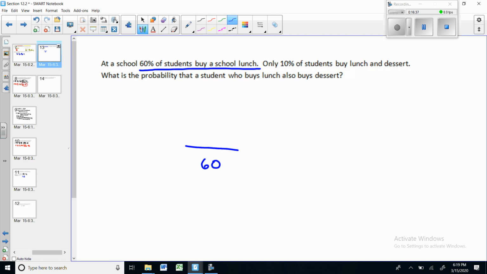Now, how many actually buy both? Well, this time we know that there's only 10% who buy both. Okay, so the probability is 10 out of 60, which would simplify down to 1/6. So the probability that a student who buys lunch also buys dessert is 1 out of 6. Any questions on that?